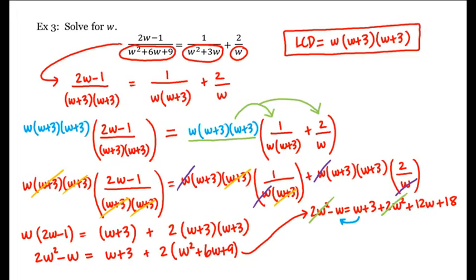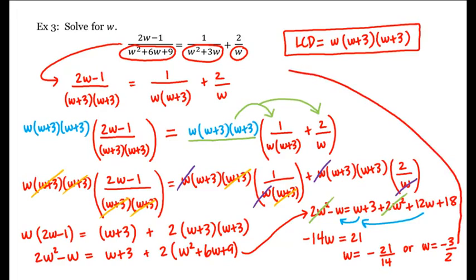And now we can bring all the w terms to the left-hand side, which gives us -w, and then minus w is -2w, and then minus 12w gives us -14w is equal to 3 plus 18, which is 21. So w is equal to -21 divided by 14, or -3/2. But remember, we have to check and make sure that this does not make our denominators 0.